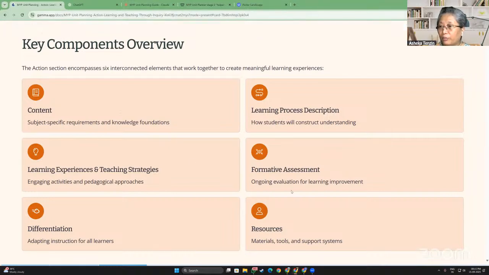So you decide what you want to differentiate. It's not compulsory to differentiate everything. Okay, and the last part is your resources. What are the materials, what are the tools, and what are the support systems that you're going to use in order to drive this particular unit?